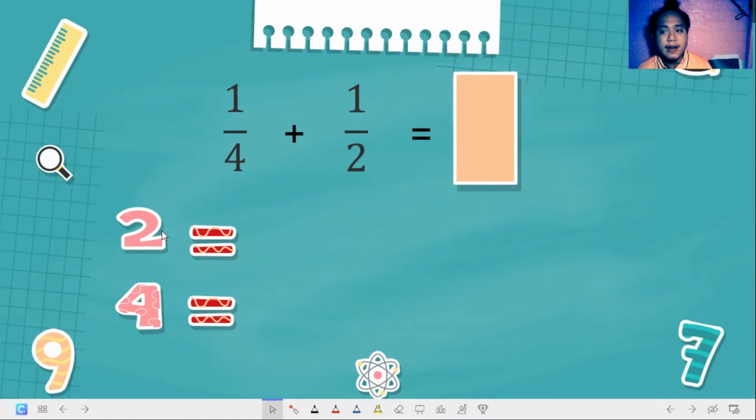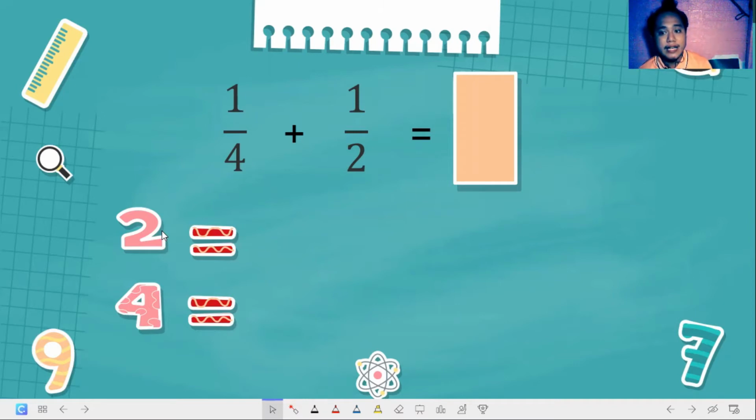So can you tell me what are the denominators in the set of fractions? Very good. It's 2 and 4. And now that we already identified the denominators, we should find the least common multiple. One technique that I taught you a few weeks ago is the listing technique. So how do we do that again?